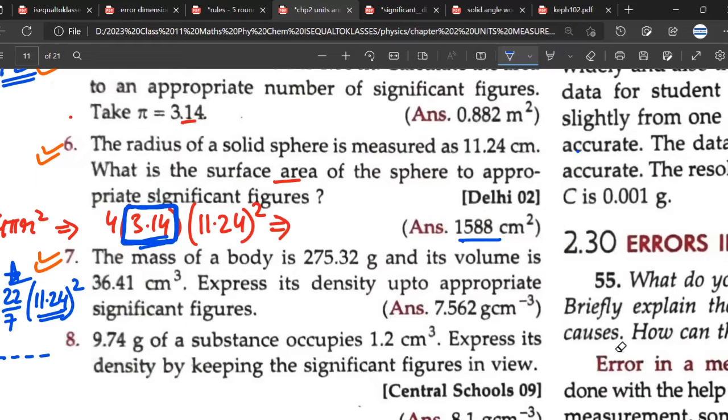Yeah. So for example, I just want to tell you that if 3.14 is the value of pi that we take, 3 significant digits, then I'll have to write the final answer as 1590 centimeter square. Avantika, is it making sense or not? Yeah.